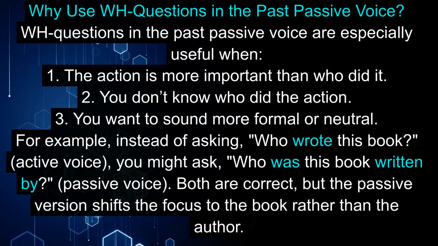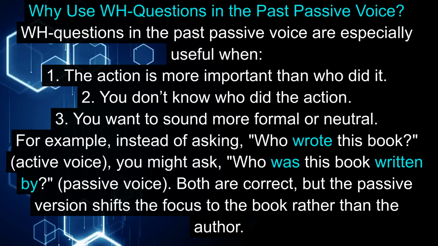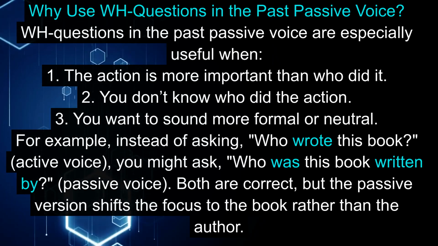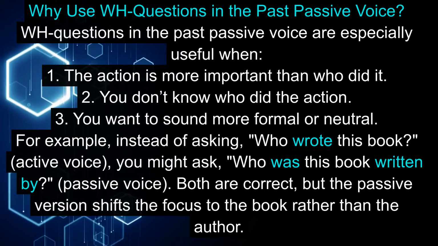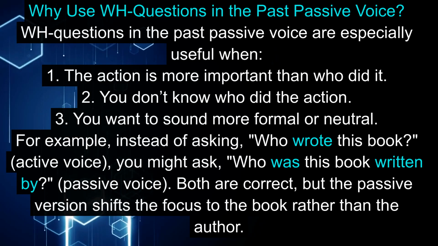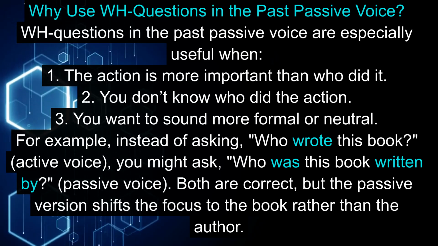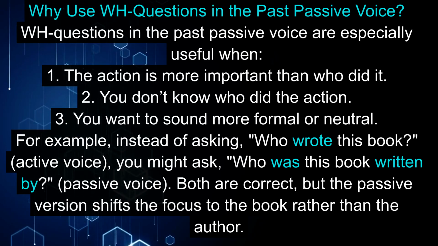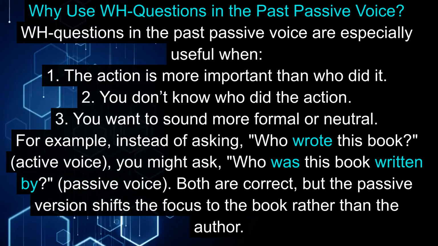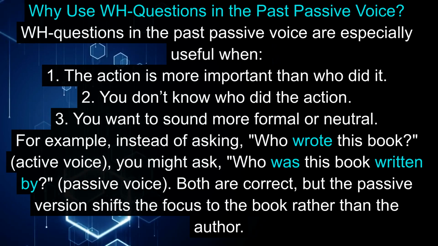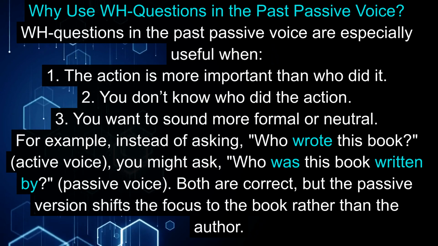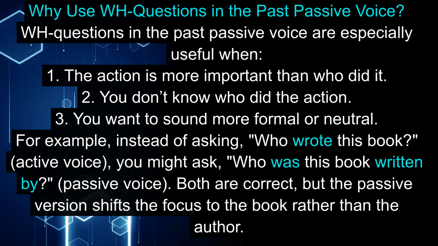Why use WH questions in the past passive voice? WH questions in the past passive voice are especially useful when: 1. The action is more important than who did it. 2. You don't know who did the action. 3. You want to sound more formal or neutral. For example, instead of asking, "Who wrote this book?" (active voice), you might ask, "Who was this book written by?" (passive voice). Both are correct, but the passive version shifts the focus to the book rather than the author.